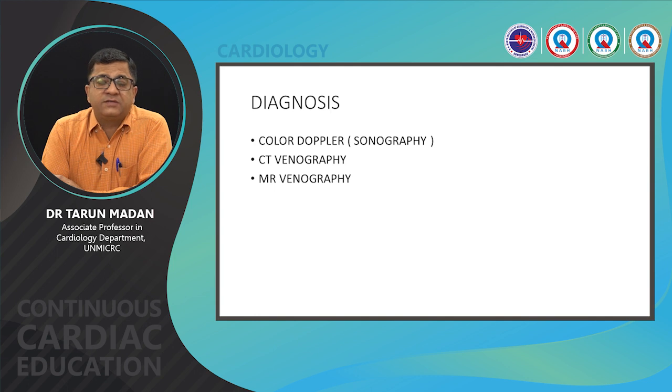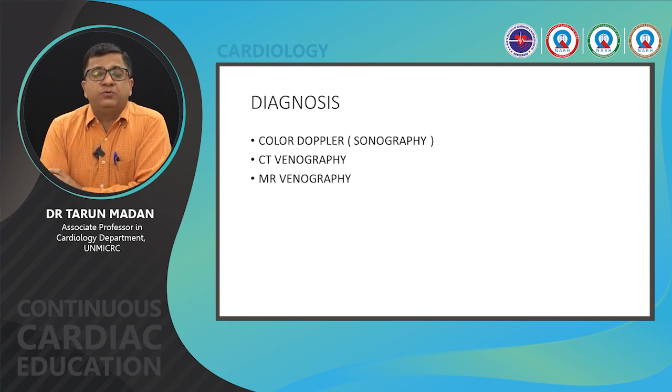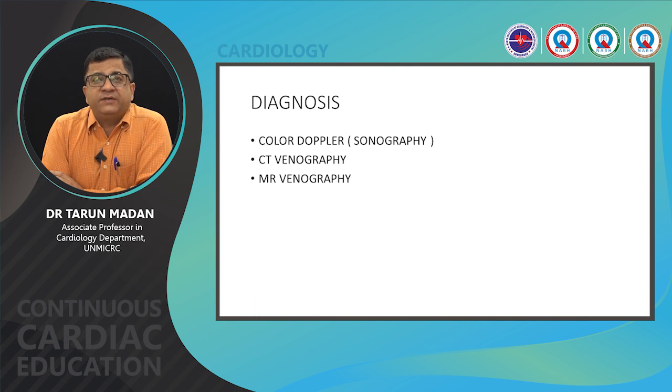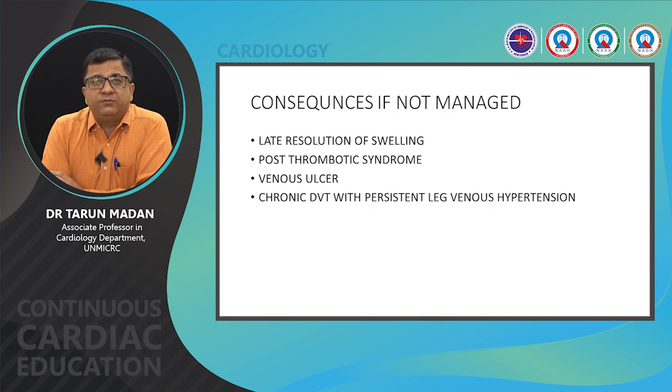How do we diagnose? A simple test called color Doppler sonography venous, which is a duplex scan, will identify the varicose veins versus DVT versus lymphedema. And then we can go ahead, if the creatinine is normal, for CT venography to assess the central venous system, inferior vena cava, renal veins, and iliac veins. And or if the creatinine is impaired, we can go for MR venography.